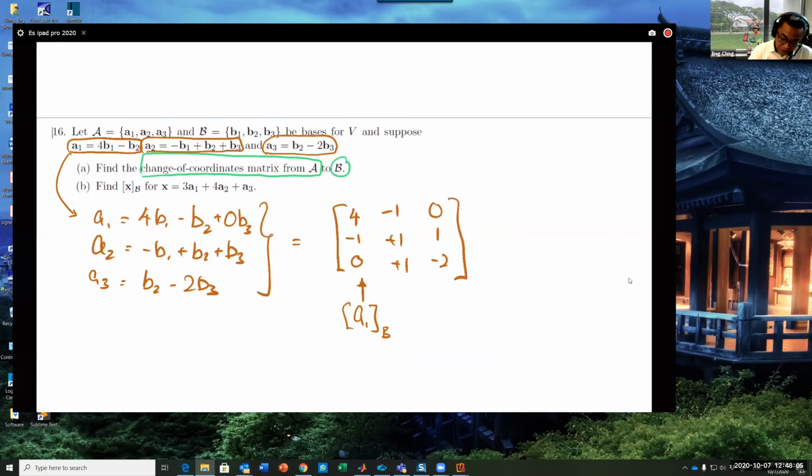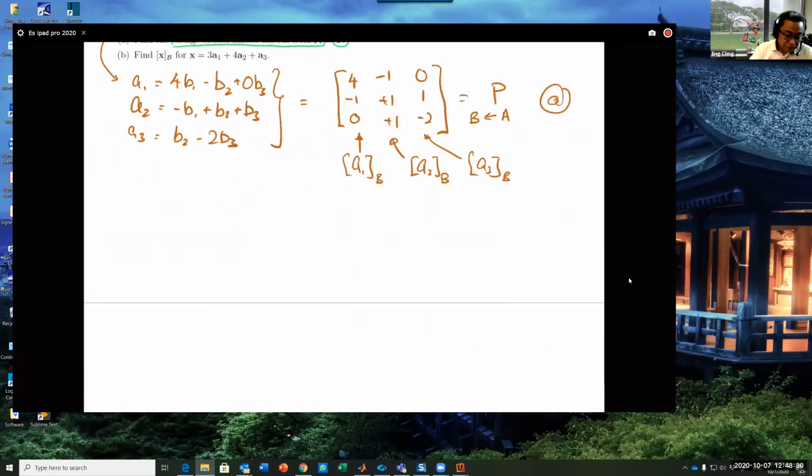And this matrix, if we write all the information properly, this is A2 in the B coordinate, and this is A3 in the B coordinate. And this matrix is the change of coordinate from A to B. Okay, so this is the first answer.